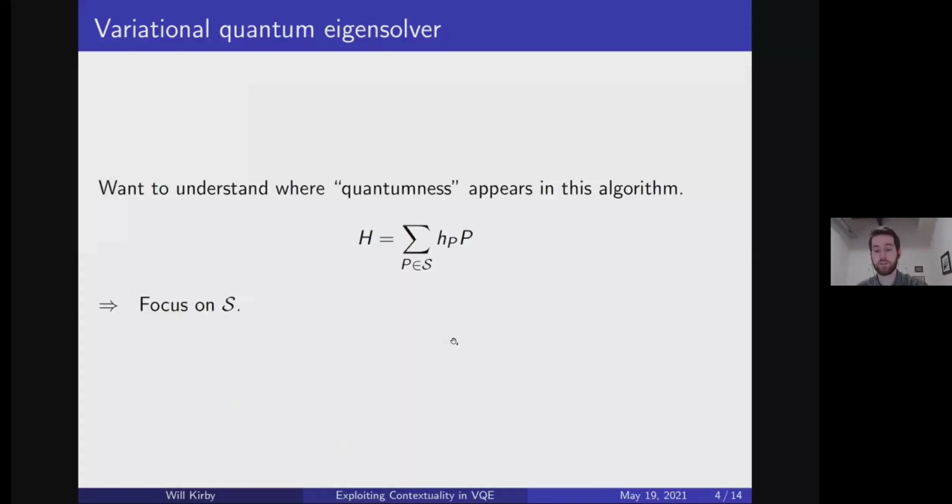But for now, it's enough to say that we want a means for identifying intrinsic quantumness in the set of Pauli terms in the Hamiltonian. And we already know that because of the name of the workshop that this is going to mean contextuality.